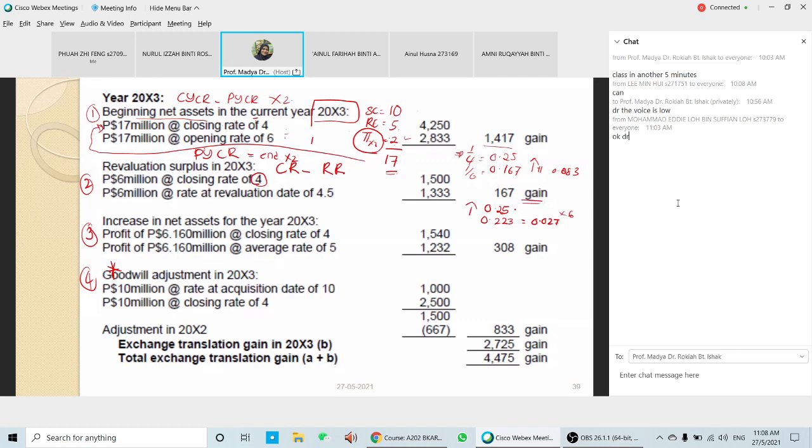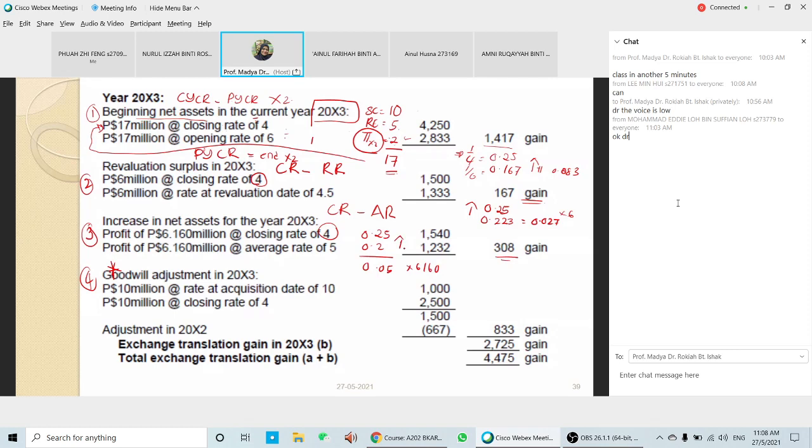And then for the profit for the year, this is the amount of profit you compare between the closing rate minus the average rate. Closing rate is 4, which is 0.25. Average rate here is 0.2. So the increase that you have here is 0.05. Compared with this one, 0.05 times with 6, you're going to have 0.308 gain on profits.